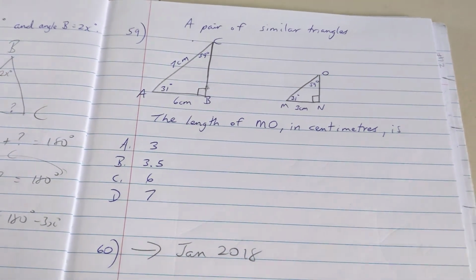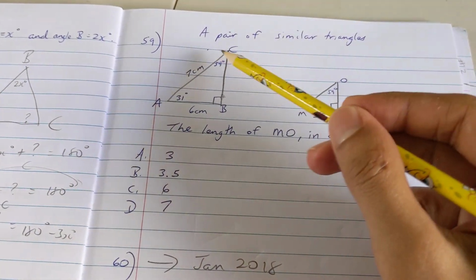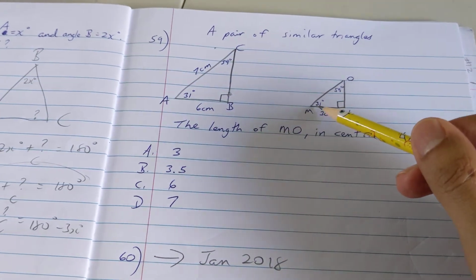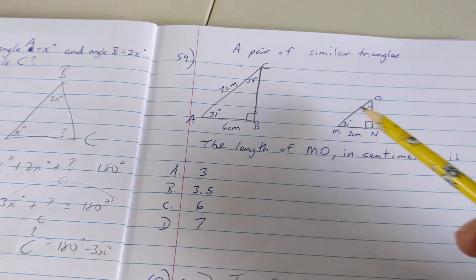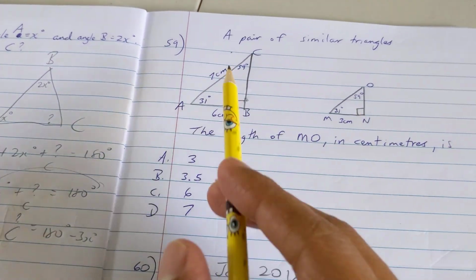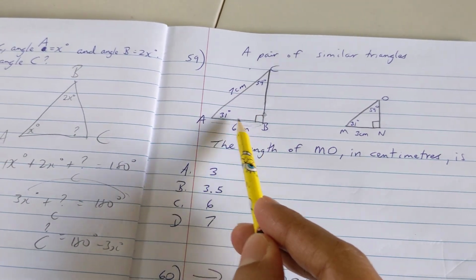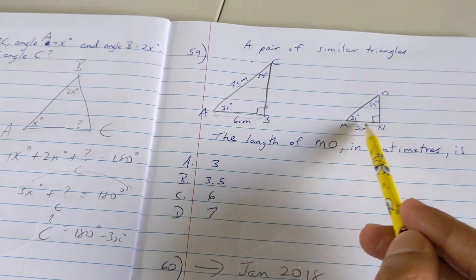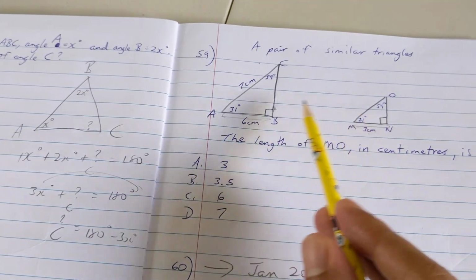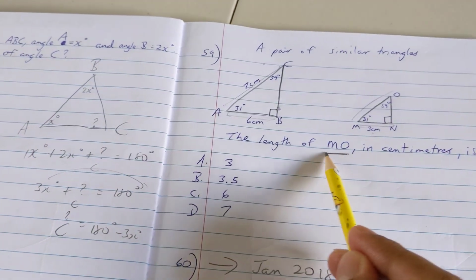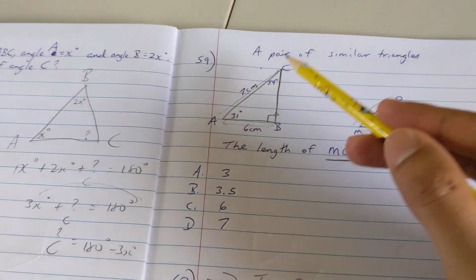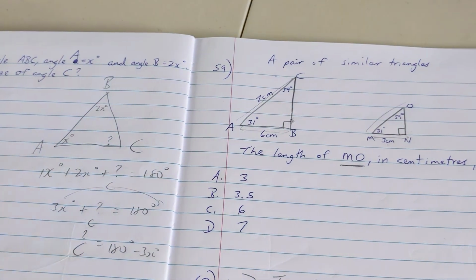We have similar triangles, and they have different rules for similar triangles. Here all the triangles are the same. It's not the exact same triangle, but all the triangles are similar. Here's 31, 59, here's 90. So that means the triangles are related. If this length is 6 cm and we find out this length is 3 cm, then since the triangles are similar, this has a relation to this. The length they want to find, by the way, is MO. MO is obviously going to be related to AC.